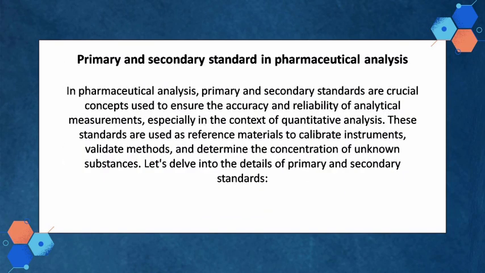Next topic is primary and secondary standard in pharmaceutical analysis. In pharmaceutical analysis, primary and secondary standards are crucial concepts used to ensure the accuracy and reliability of analytical measurements, especially in the context of quantitative analysis. These standards are used as reference materials to calibrate instruments, validate methods, and determine the concentration of unknown substances. Let's delve into the details of primary and secondary standards.